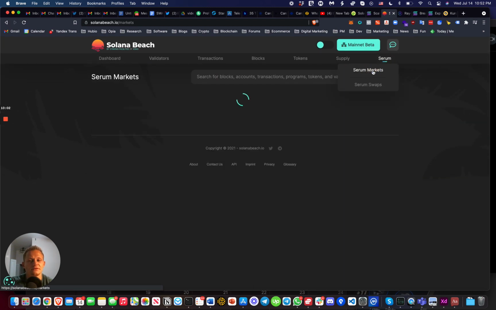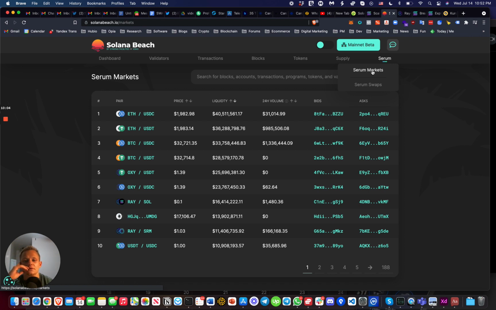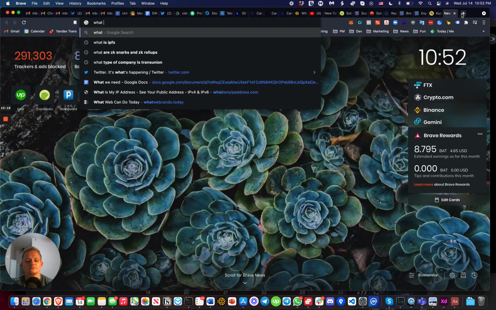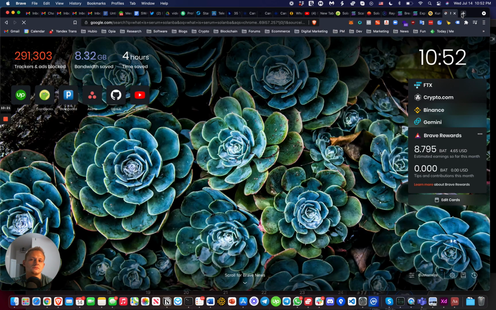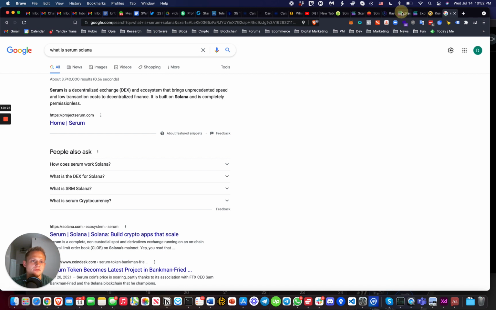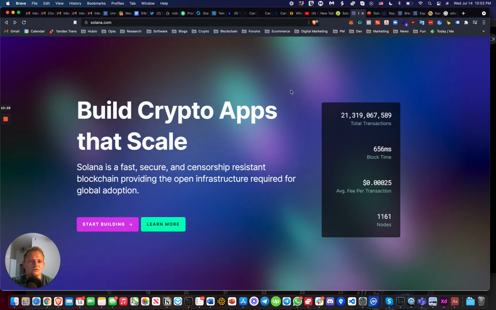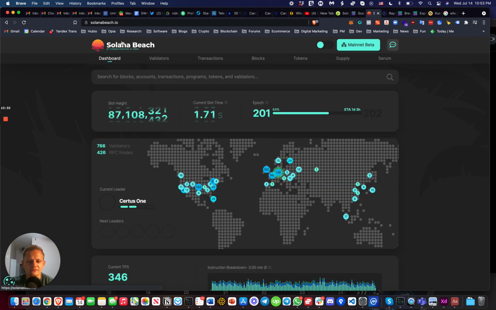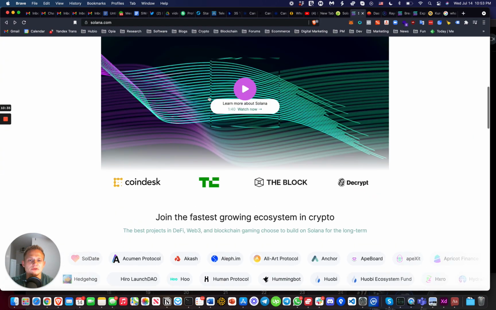Serum markets. Let's look at this. Okay. Now these are pairs, and then Serum swaps. So what is Serum? I've definitely bought it before. Okay, that's a DEX. That's what I thought it was. Just wanted to confirm my thinking. So okay, Solana Beach.